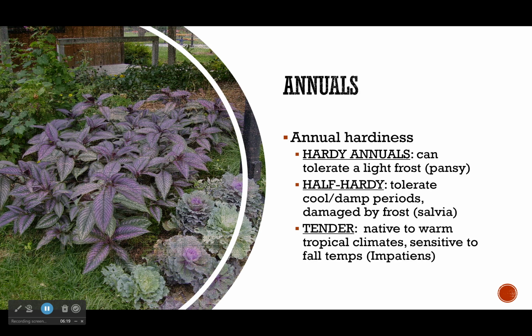Half hardy ones are hardier and will continue through cool, damp periods. They may be damaged by a little bit of light frost, but sometimes they will grow out of it. Salvia would be an example of a half hardy one, something that kind of has a perennial aspect to it. And then tender annuals are native to warm tropical areas, very sensitive to fall temperatures. Definitely not going to be able to make it even through a light frost. Impatiens would be one of those.